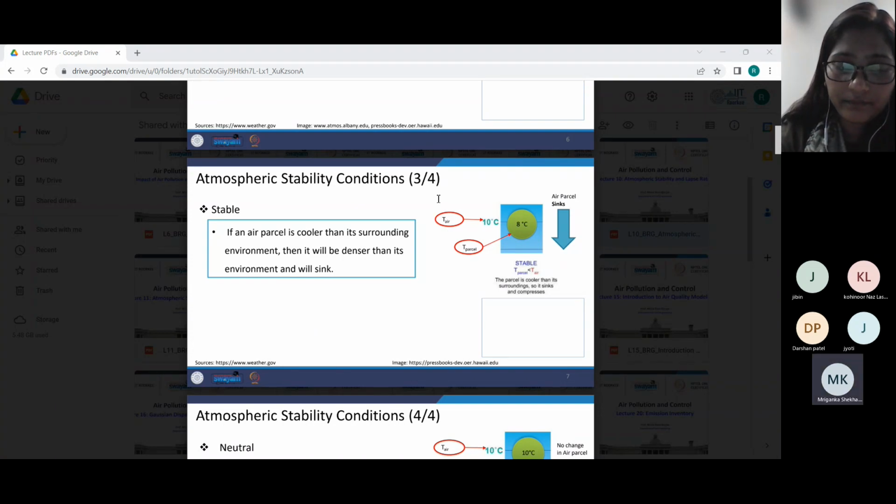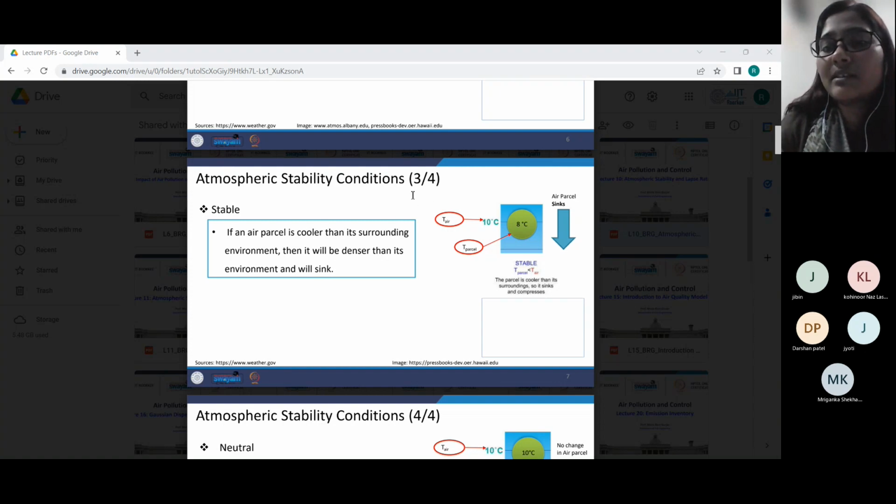Then the position will remain as it was earlier. There will be no expansion or compression. Now, what is the condition that is happening?